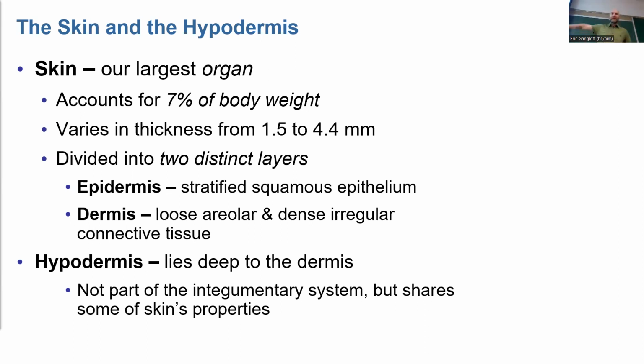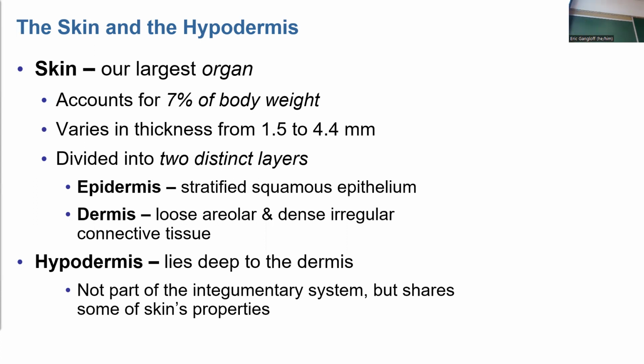And as I mentioned, it's composed of these two primary layers, the epidermis, which is this stratified squamous epithelium. We just talked about stratified squamous epithelium, what that looks like. And then the lower layer is the dermis. And this is composed of loose areolar and dense irregular connective tissue. Those two types of connective tissue will make more sense after lab on Tuesday.